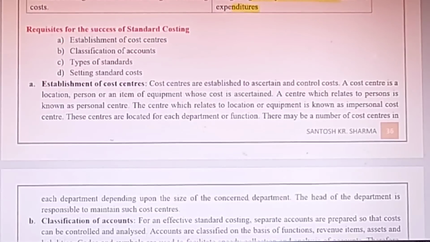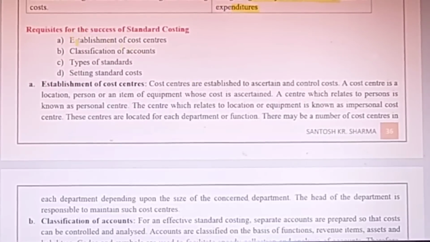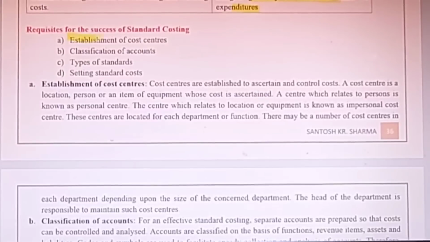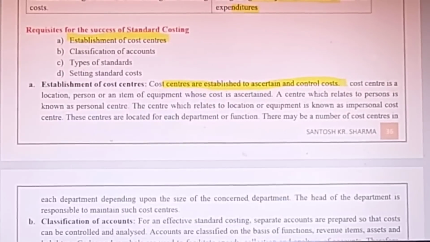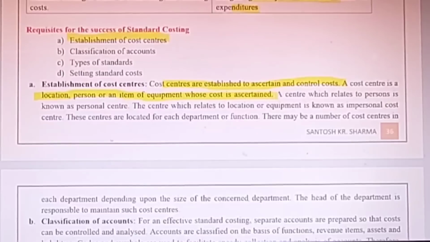Then what are the requisites for the success of standard costing? How can we make standard costing better? What are the conditions and factors that affect it? First one, establishment of cost centers. Cost centers are basically established to ascertain and control cost. It may be a location, a person, or an item or equipment whose cost is ascertained. And a center which relates to a person is known as a personal center.